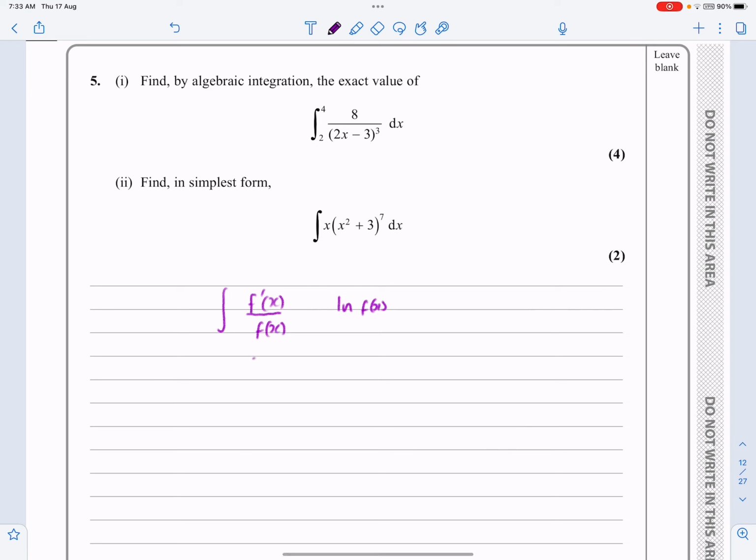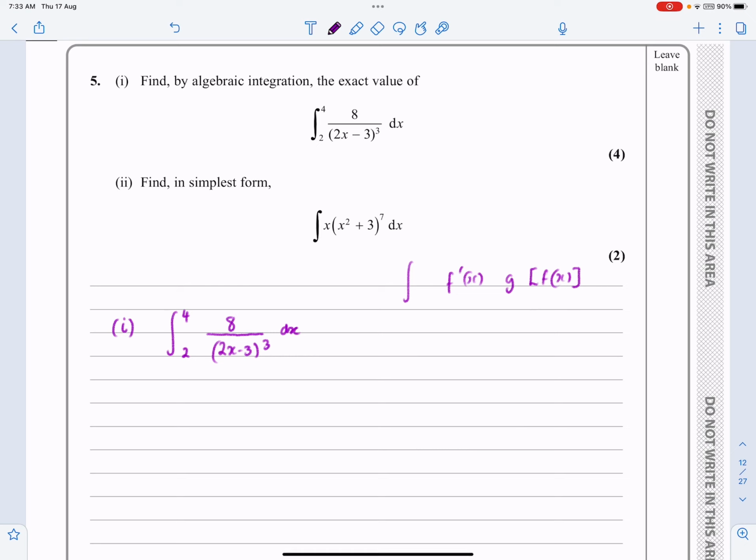Or the other thing that we might be looking for is the integral of f'(x) where we have g(f(x)). Now what I'll do is I'll leave that one there because I think we have actually got this second one, and I'll explain it more using the actual example that we've got here when we're doing it. So if we look at part one, it says, can we find the integral between 4 and 2 of 8 over (2x minus 3) cubed dx.